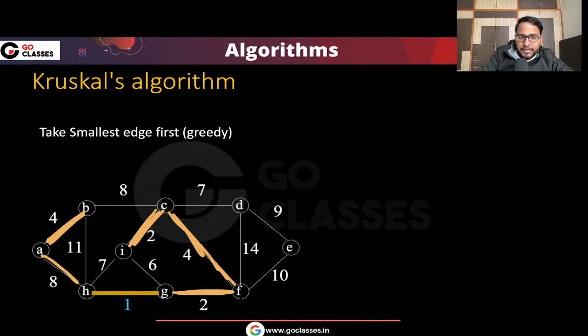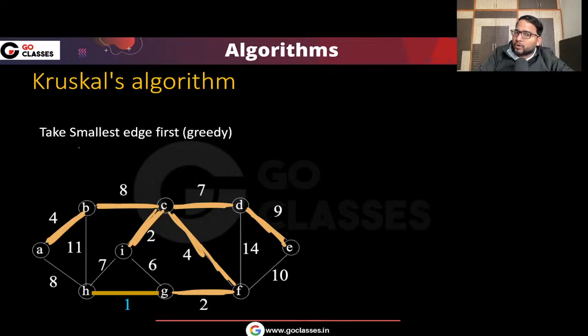You will take this 8. And then is this 8 forming a cycle or not? Yeah, this 8 is forming a cycle. Sorry, this 7 is remaining itself, so you will take this 7 and then you will take 8. Either this 8 or this 8, it doesn't matter; you can take one of them. Let's suppose this 8, and if you try to take the other 8, it will form a cycle. Then you will take 9. Okay, so this will be the MST.